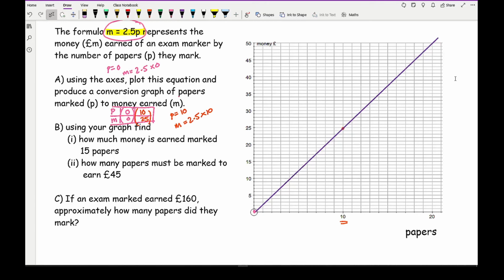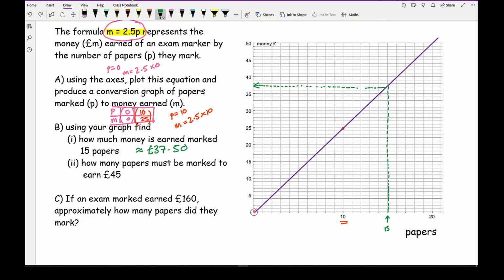Now part B then says use your graph, and it's important to use the graph. It is possible for me to use a formula, but the question specifically says for me to use the graph. So it's how much money is earned from 15 papers. I need to find the value of 15 along my horizontal axis, which is here, and I'm going to draw a line. It is important that you do mark this on your graph because it's telling me to use it. Again using a ruler, which clearly I'm not. From that point, as soon as it touches the line, I'm going to project horizontally to find out what this value here is going to be.